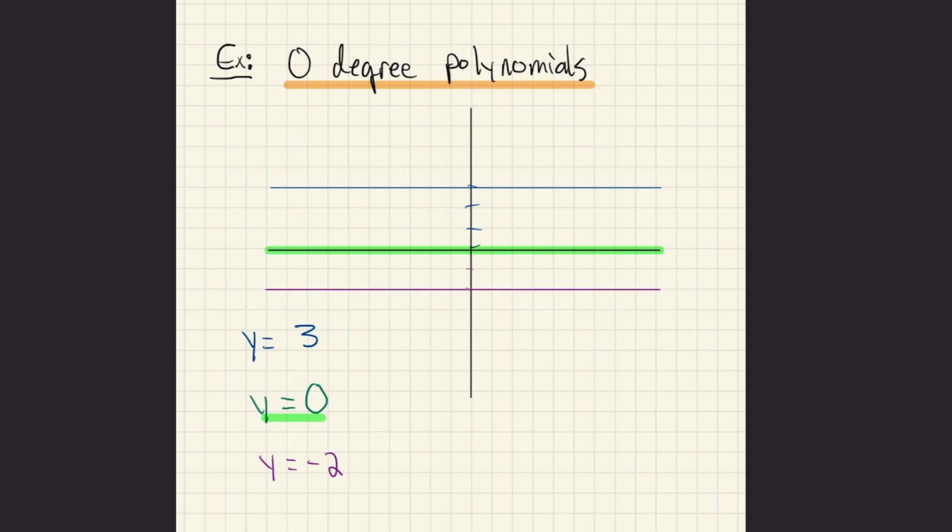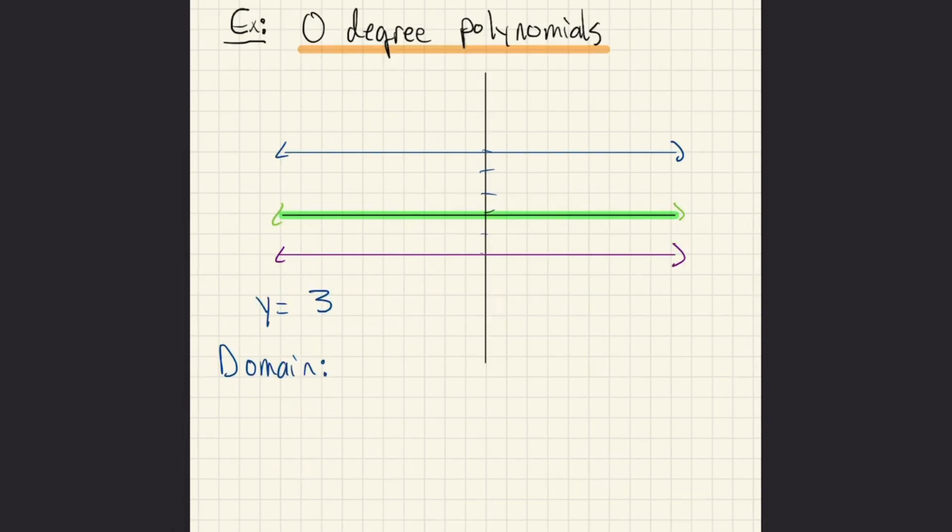Okay. Now, there is no limit horizontally to where each of these lines would go. So I'm going to draw arrows in order to indicate that you would just have a constant term no matter what the x is. So let's look at y is equal to 3 and describe the domain, the range, and something that we call end behaviors.